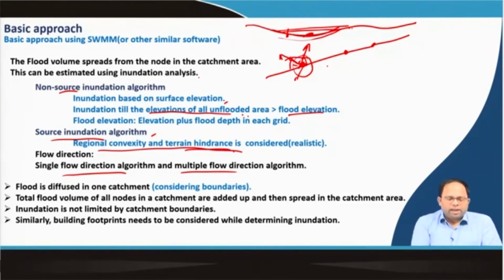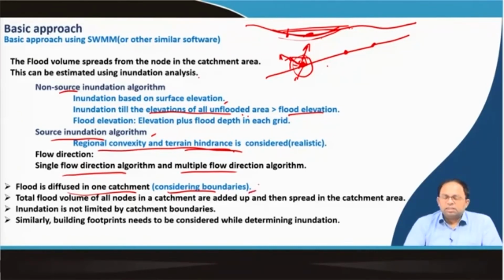So, when flood is diffused in one catchment, we usually sometimes consider the catchment as the boundary, and whatever flood volume we have estimated, we consider to be spread on the entire catchment, and we determine the height of the flood. But that is not practically possible, because the catchment is an abstraction. We have designed or determined a catchment based on our requirements, right. But flood water doesn't understand what a catchment is, right. It will spread till it can spread.